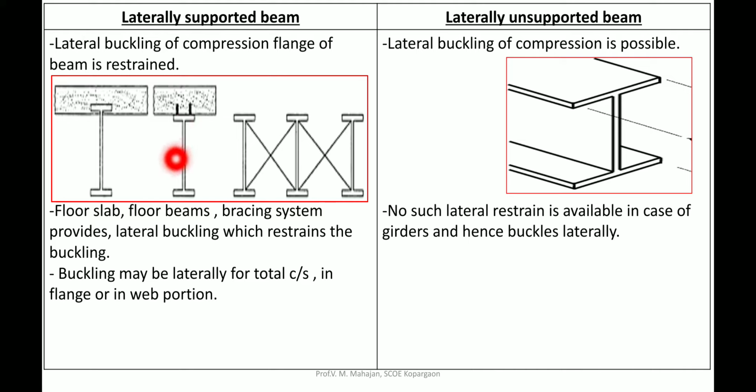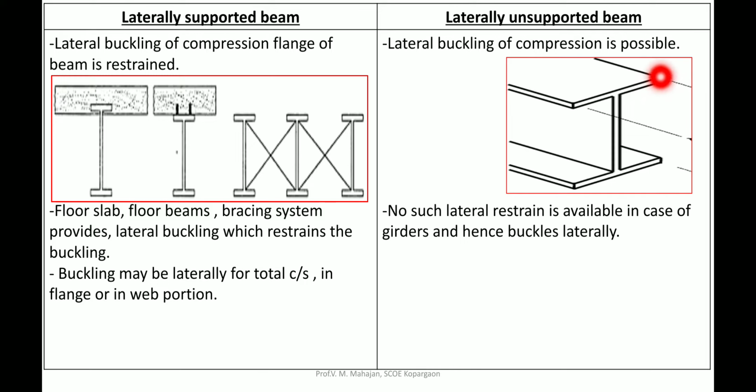Normally the web may buckle like this, on the left hand side or maybe on the right hand side. The buckling may be lateral for the total cross section in the flange, or in the web section also. Simultaneously, a laterally unsupported beam is one where, if you look at the bottom flange of this I section, it is designed as a laterally unsupported beam, meaning there is no support we can provide here, so we ultimately call it a laterally unsupported beam.